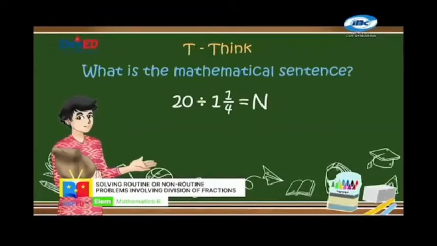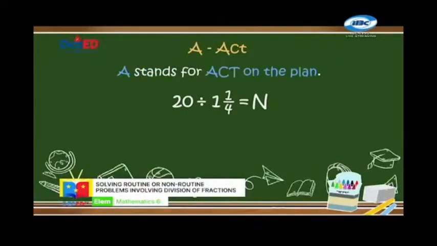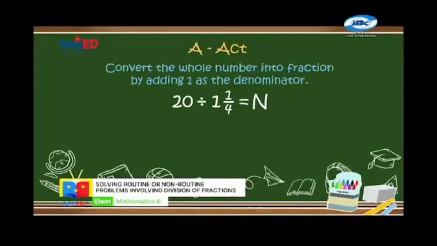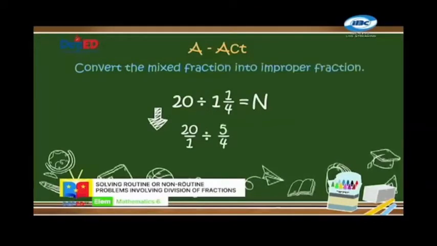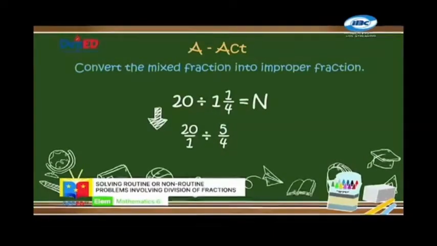Step 3. A stands for act on the plan. It means let us solve now the problem by showing our solution. 20 divided by 1 1/4 equals n. Remember the steps in dividing fractions? First, convert the whole number into fraction by adding 1 as the denominator and the given mixed number into improper fraction by multiplying the denominator by the whole number and add the numerator. Copy the denominator. We have 20 over 1 divided by 5/4.